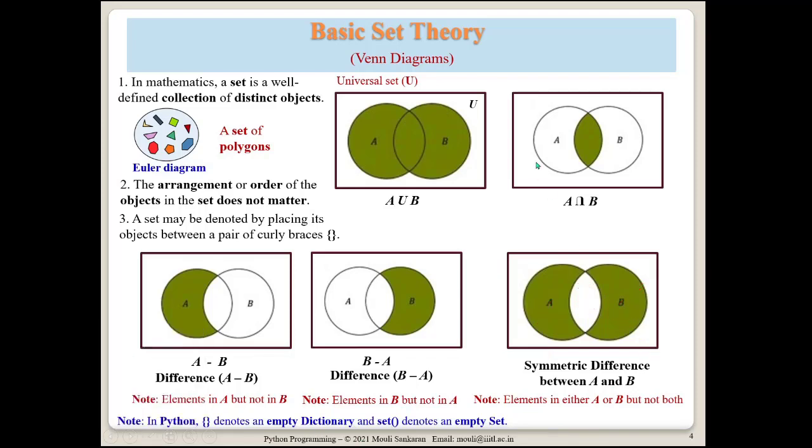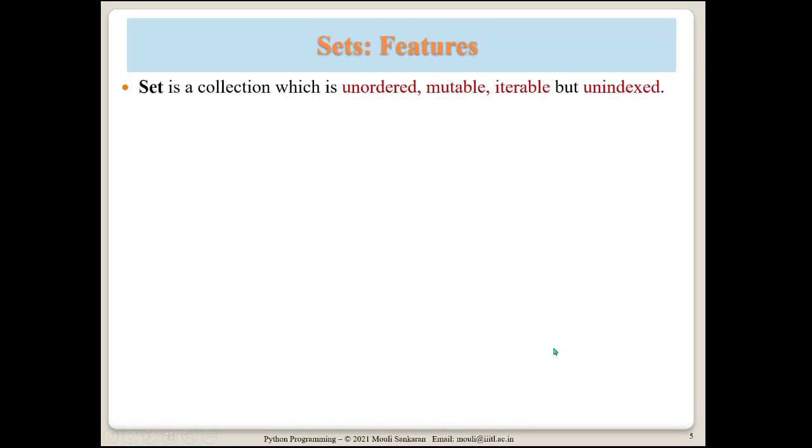Since the set data structure is based on set theory, all these operations can be performed using symbols as well as library functions. So we will see today with library functions how to do this. Okay. Now what are the features? Set is a collection, as I mentioned, unordered. There is no ordering maintained within the sets. The set itself is mutable, iterable, and unindexed. That means if it is not ordered, you cannot index them. So it's unindexed.